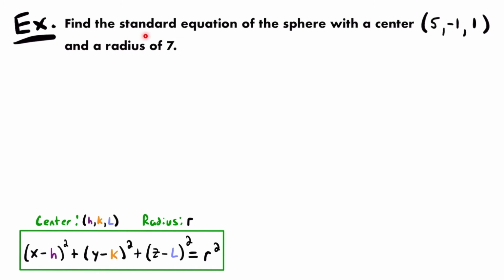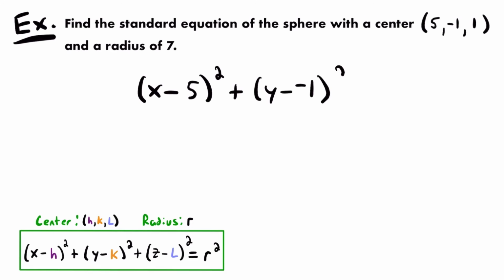All right, so if we want to find the standard equation of the sphere with a center of this point and a radius of 7, setting up that standard equation should be pretty simple. We'll start by writing x minus h, which is the x-coordinate of the center, which is 5. So we'll have x minus 5, and we'll square that. Then we'll add that to y minus the y-coordinate of the center, which is -1. So we have y minus -1, square that, and we'll add that to z minus the z-coordinate that is the center of our sphere, which is 1. So we'll have z minus 1 squared, and that will be equal to the radius squared, which is 7. So we'll have 7 squared.